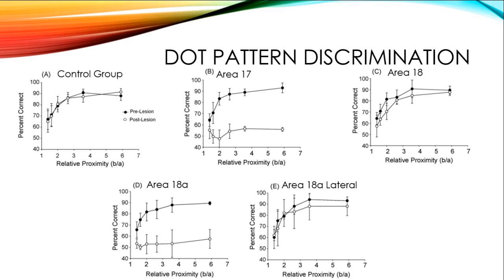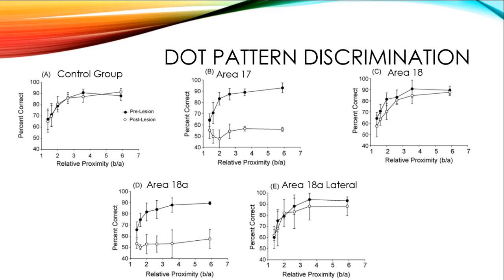Before surgery, we see that as relative proximity increases, the percent correctness increases in all groups. This is because, as seen in an earlier figure, the grouping becomes more obvious as the spacing between the dots decreases. This trend stays consistent in the control group and the groups with lesions to areas 18 and 18A lateral, seen in figures A, C, and E, respectively.